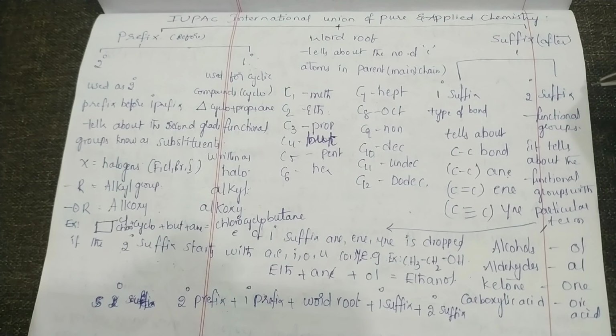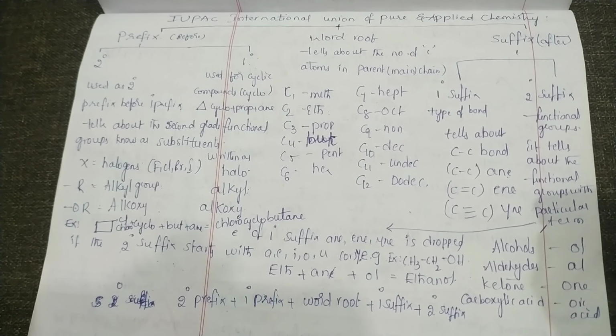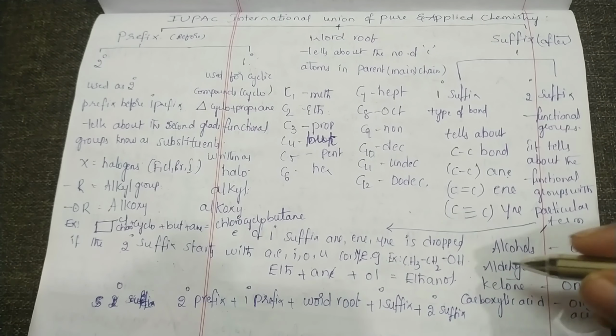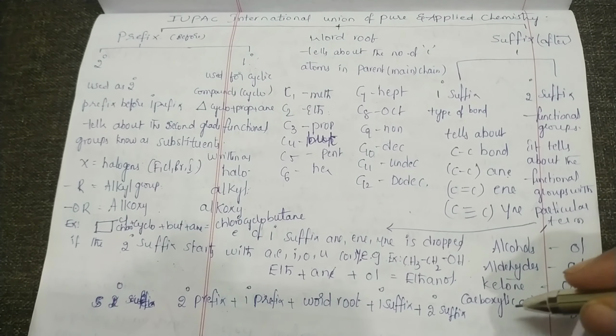Next, coming to secondary suffix. Secondary suffix tells about the functional group with the particular term. For alcohols, in suffix we use ol. For aldehydes we use al. For ketones, one. Carboxylic acid, oic acid.